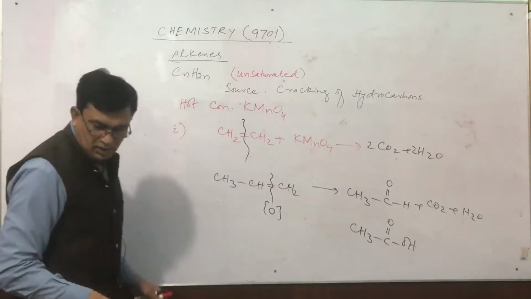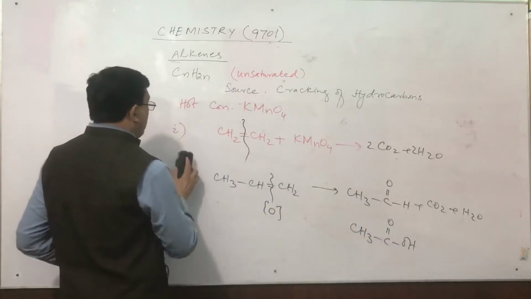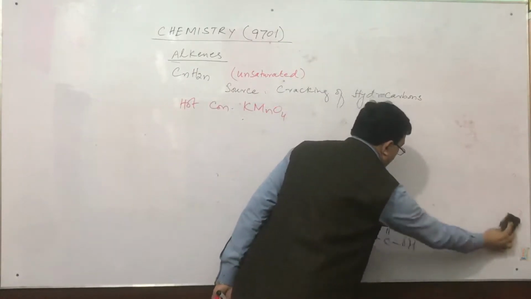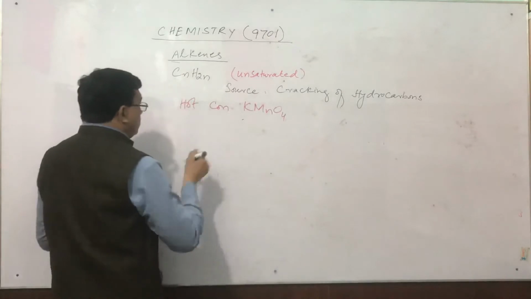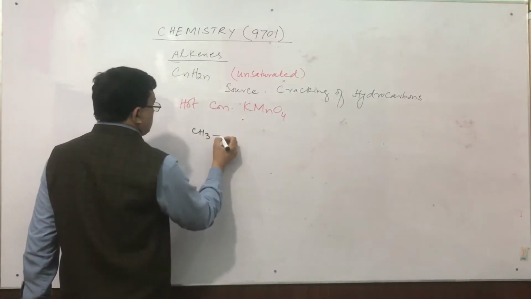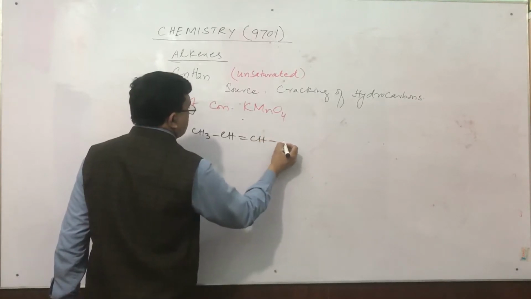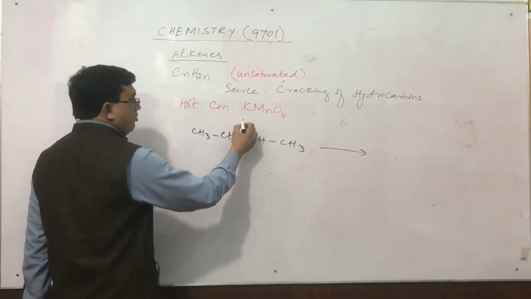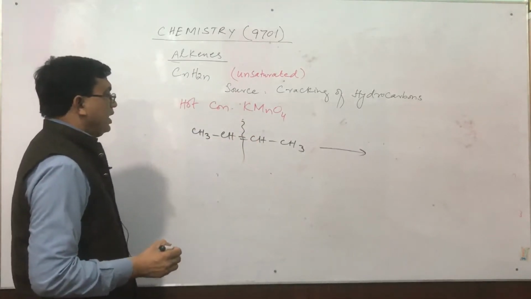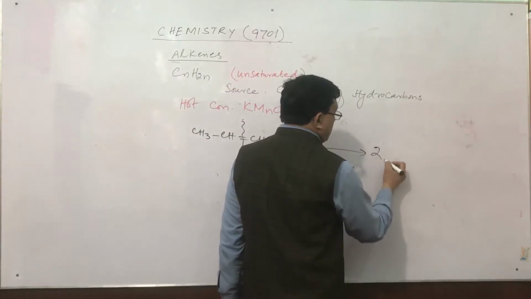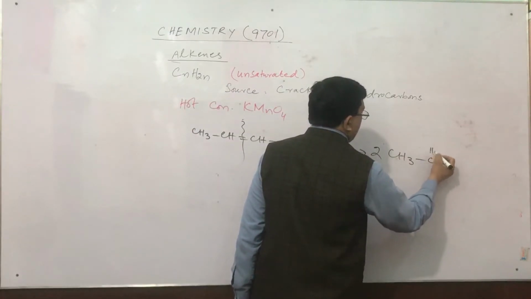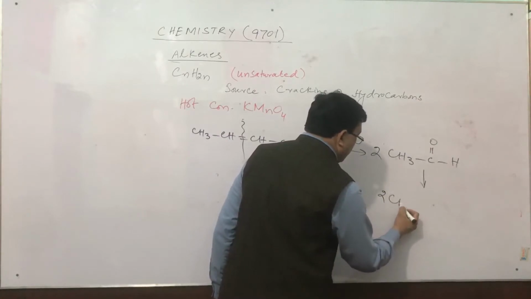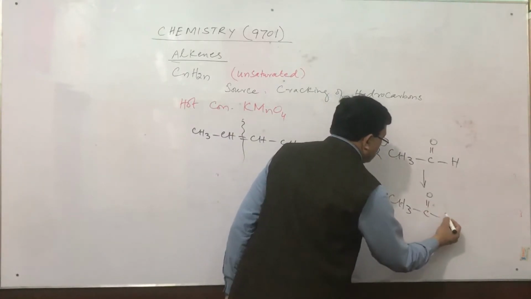Similarly, if the compound is 2-butene, CH3, CH double bond CH3, and we apply the same conditions, now the bond will be broken here, and both of the molecules will be converted into the respective aldehyde, and then both of these will be converted into respective carboxylic acids.